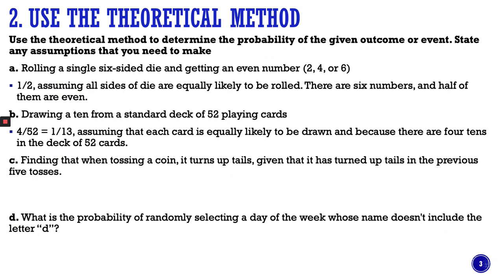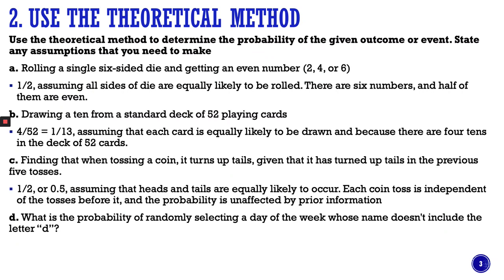So finding that when tossing a coin, it turns up tails, given that it has turned up tails in the previous 5 tosses. Well, that's still 1 out of 2, or 0.5, assuming that heads and tails are equally likely to occur. Each coin toss is independent of the tosses before it, and the probability is unaffected by prior information.